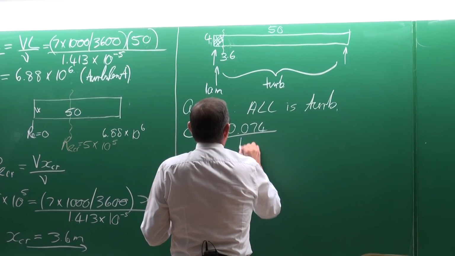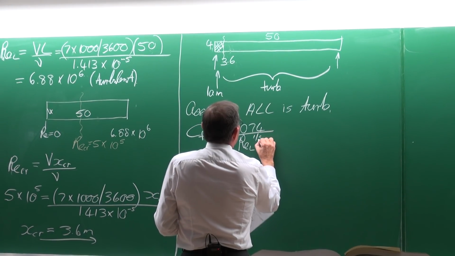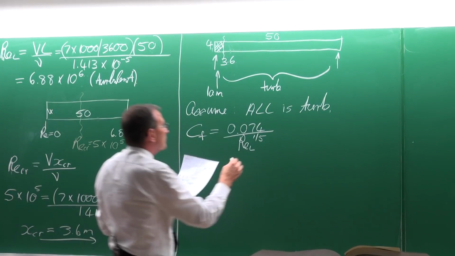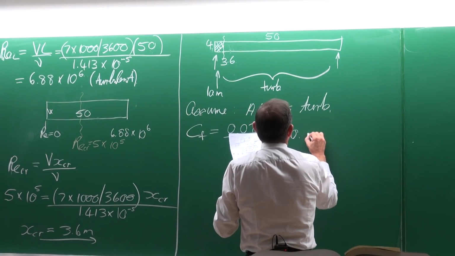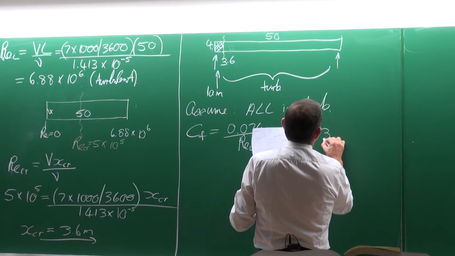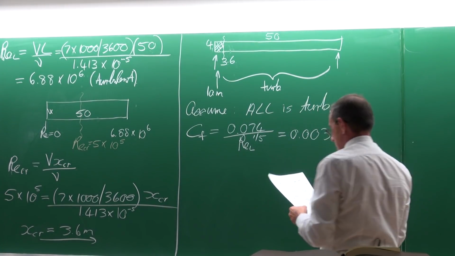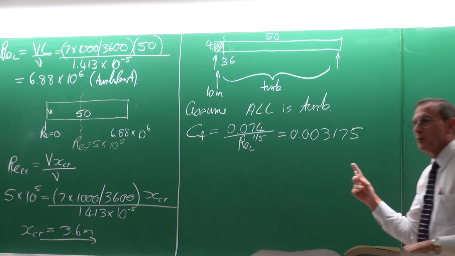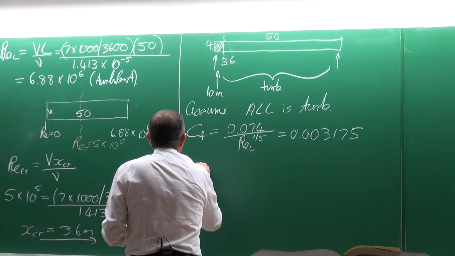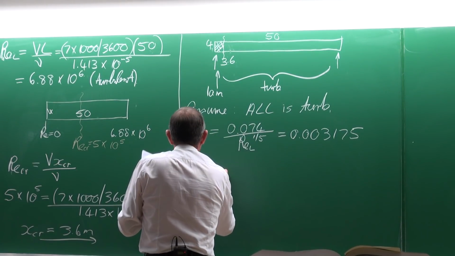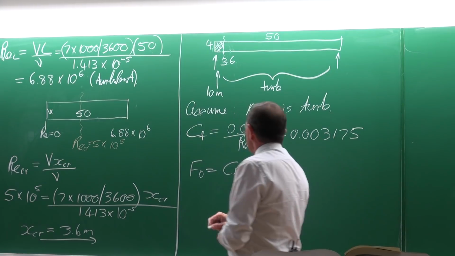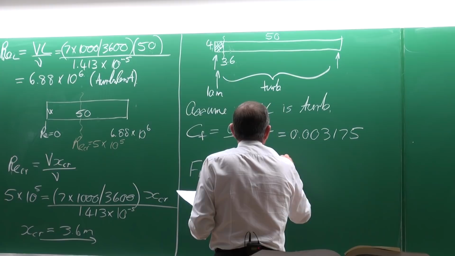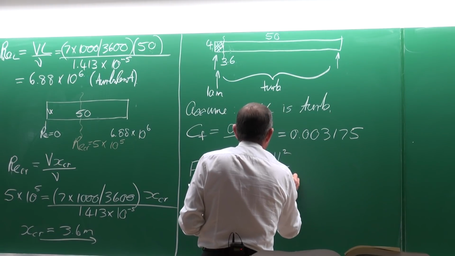So CF is equal to 0.074 divided by the Reynolds number based on the length to the power of one fifth, which is equal to 0.003175. From this, we can calculate the drag. The drag is equal to the drag coefficient multiplied by the surface area multiplied by rho v squared divided by 2.